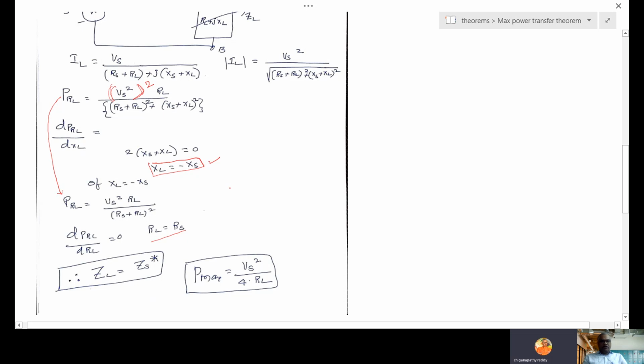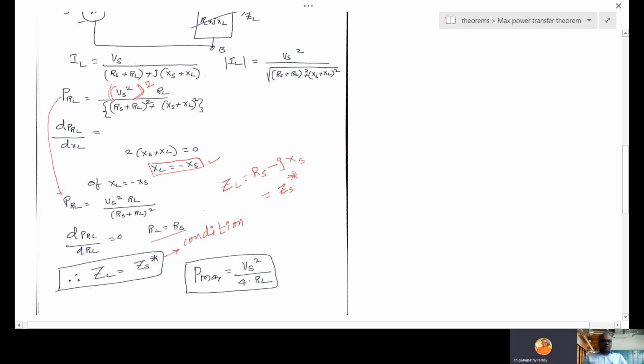Therefore, ZL should be nothing but RS minus J XS. In place of XL, I write minus XS. So this is nothing but ZS star, the complex conjugate of this. Therefore, load should be equal to ZS star. So this is the condition. This is called the conjugate matching condition.